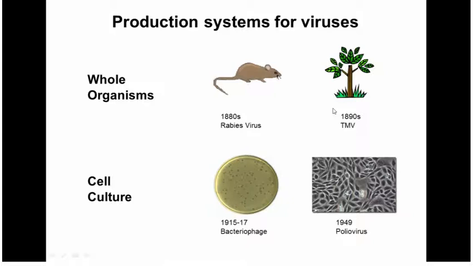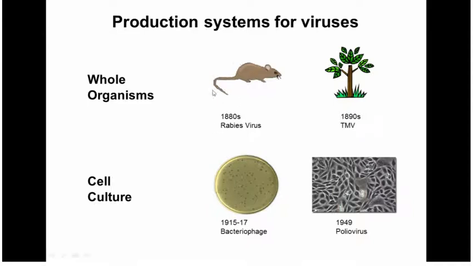The plant viruses also originally were investigated in this kind of way. So you take material that shows pathology from the leaves of the plant, grind it up, pass it through a filter, and use it to infect the next plant. So these are still used in some cases. For example, some viruses are very, very difficult to propagate in cell culture.